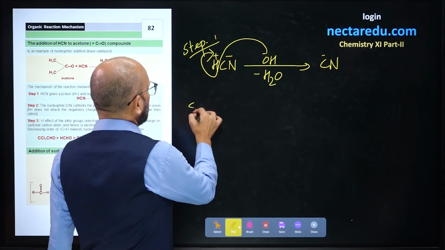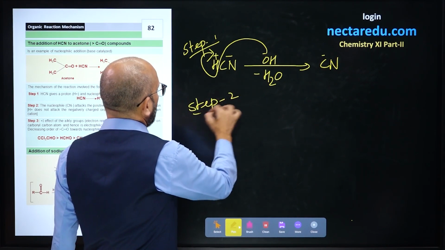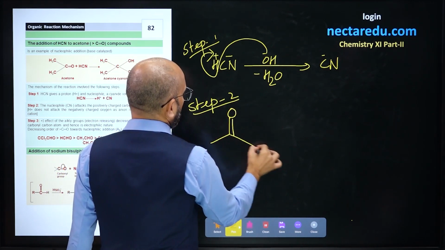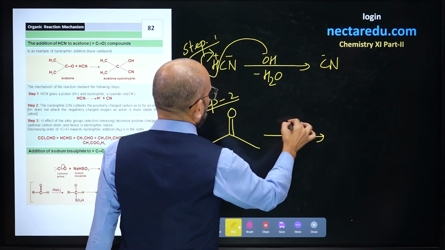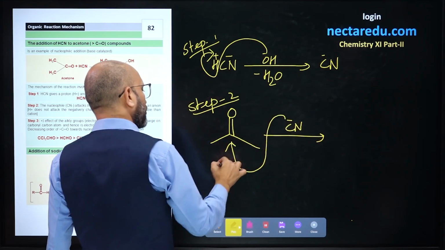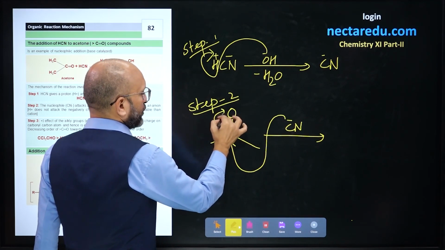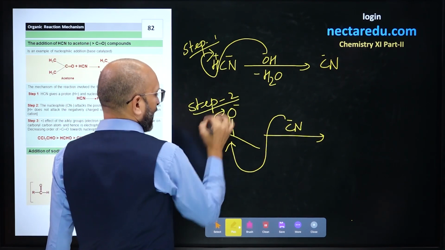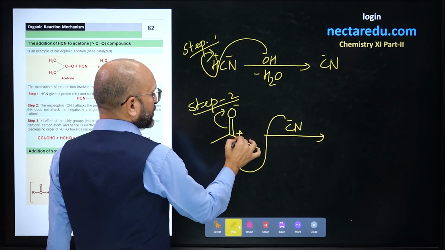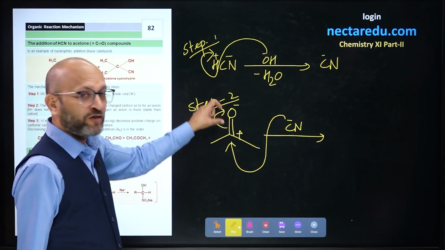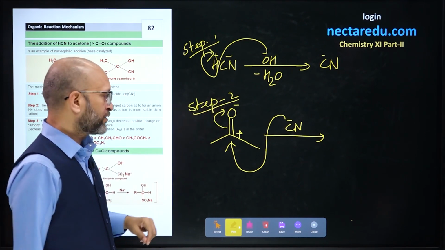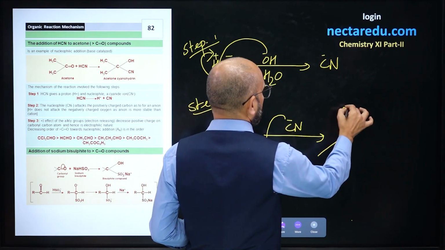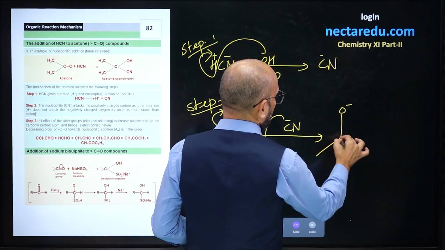Now in the next step, step 2, cyanide attacks carbonyl carbon. So we have C double bond O and we have cyanide. Cyanide is attacking this carbonyl group because this pi bond will break towards oxygen, because oxygen is more electronegative. So oxygen will have a minus charge and this carbon will have a positive charge after one pi bond is broken. So cyanide will attach to the positive carbon. So you will get O minus and at the bottom we have cyanide.